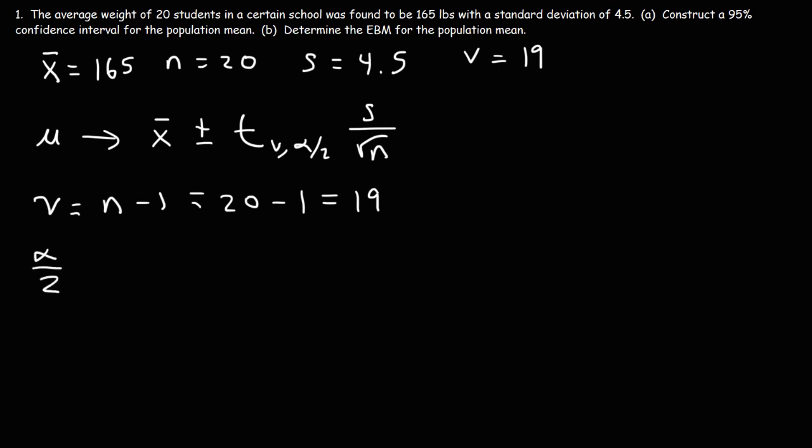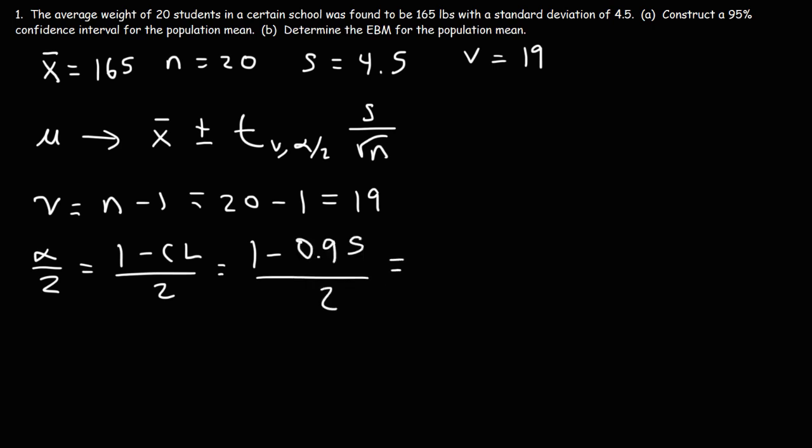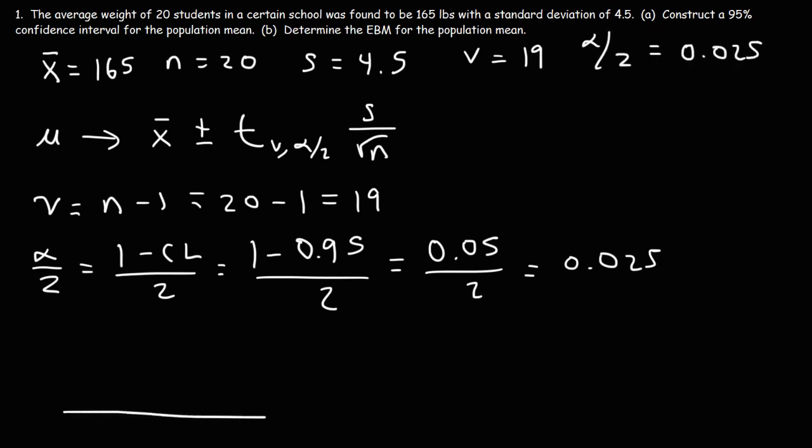Alpha over 2, this is the 1-tail alpha. The 2-tail alpha is just alpha, by the way. But our 1-tail alpha value, alpha over 2, that's going to be 1 minus the confidence level divided by 2. Now the confidence level is 95%, but as a decimal, if you divide it by 100, it's going to be 0.95. 1 minus 0.95 is 0.05. And if we divide that by 2, that's going to be 0.025. So that is our 1-tail alpha value. Now, just so you can get a visual illustration of this, let's say we have a graph that looks like that.